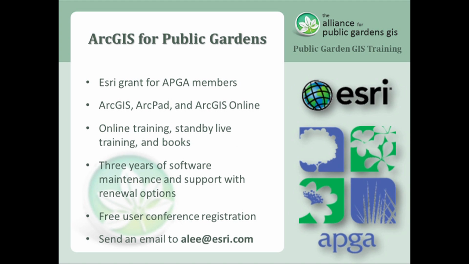I'd like to talk about the ArcGIS for Public Gardens program that we have developed with Esri. Esri has this new program that is in place for the next 3 years, and it provides software, training, support, and conference registration to any member of the American Public Gardens Association. It's $100 to apply for this, and you can pretty much request whatever software, books, or training materials you would like from Esri, and they're generally really flexible about providing those.